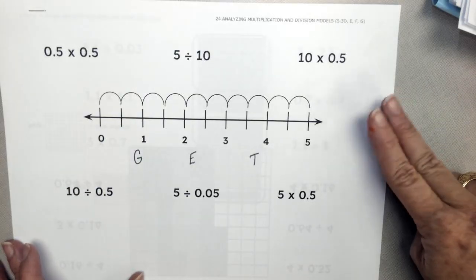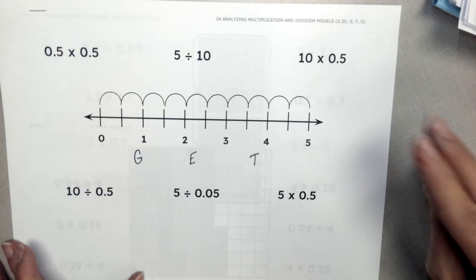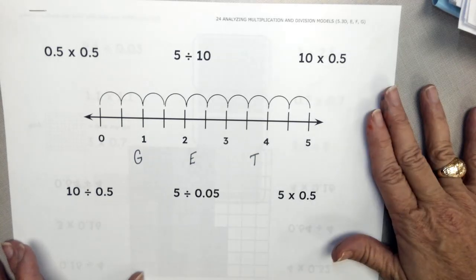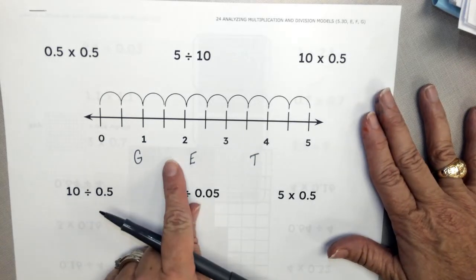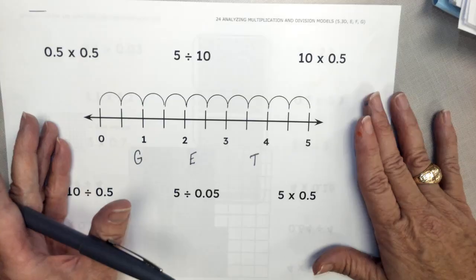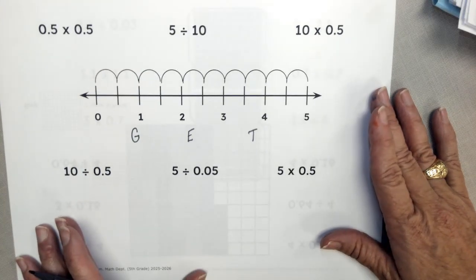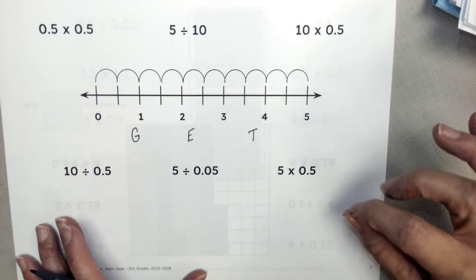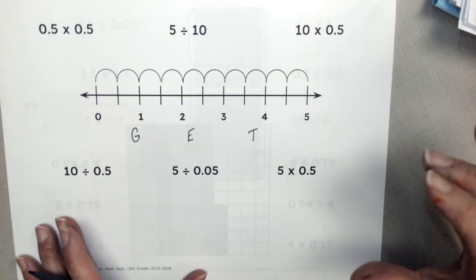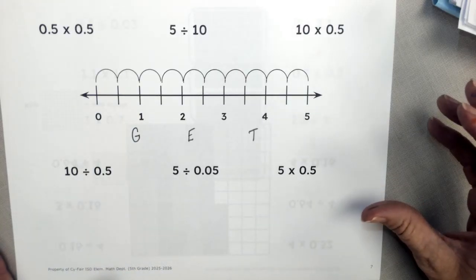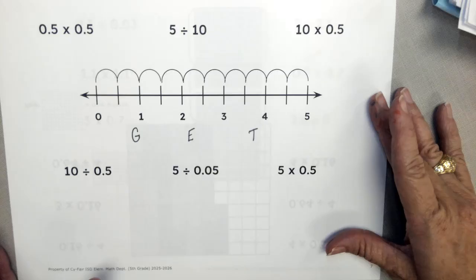Number 2, there's going to be 2 answers per page. So make sure that you use your strategy, that you label the model, and then you write your multiplication and division statements out so that you can find which one accurately portrays the model that you're looking at.